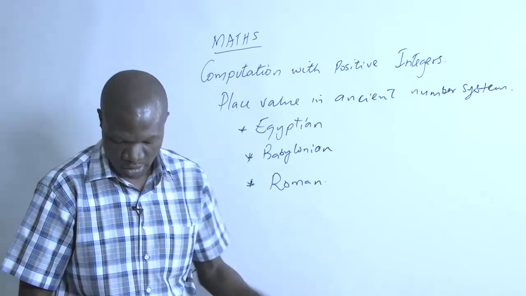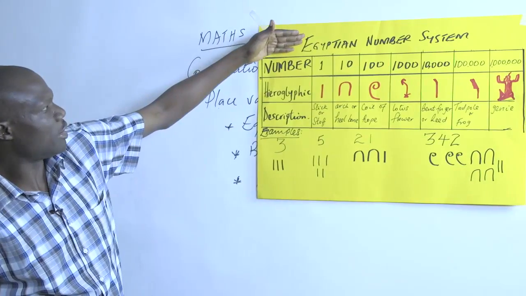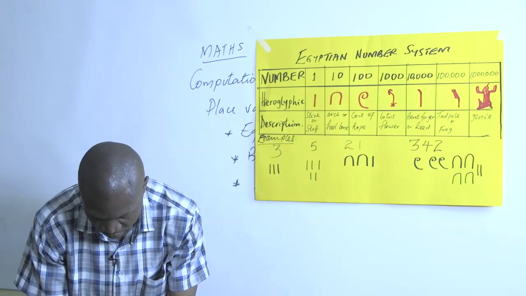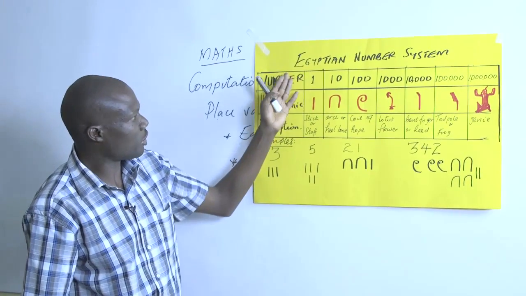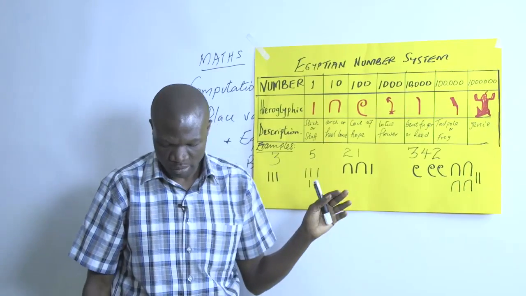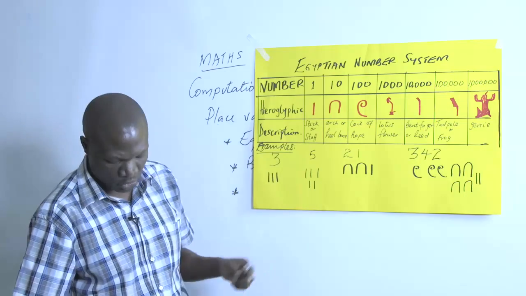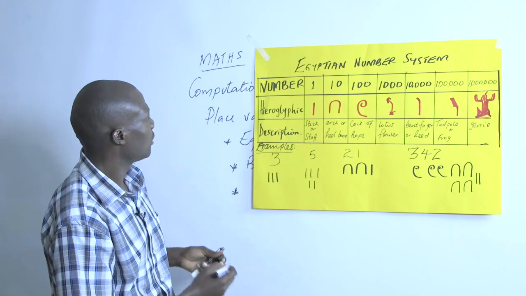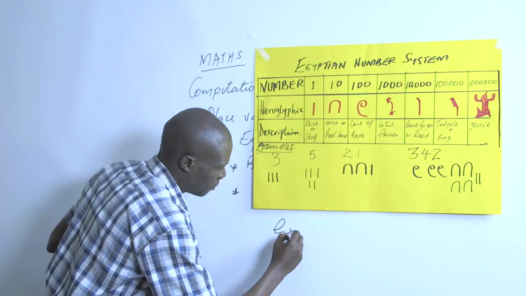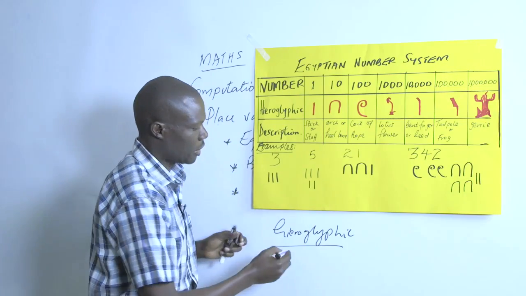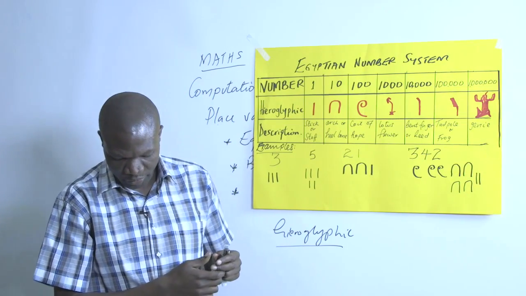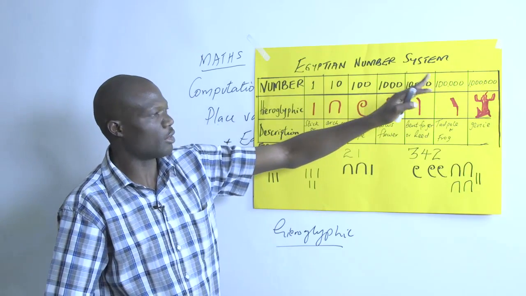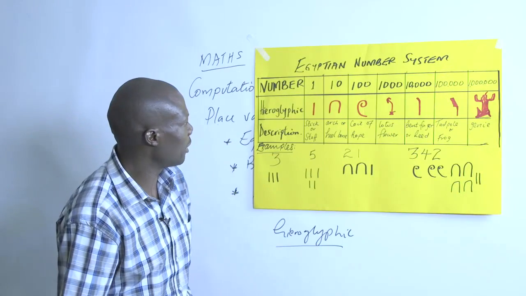So just to illustrate a few, this is an Egyptian number system, which originated in about 3000 BC. In this particular case, they used picture-like representation, or what we call hieroglyphics, to represent their numbers. They grouped the numbers in groups of 10, 100, 1,000, 10,000, 100,000, and 1 million, and so on.